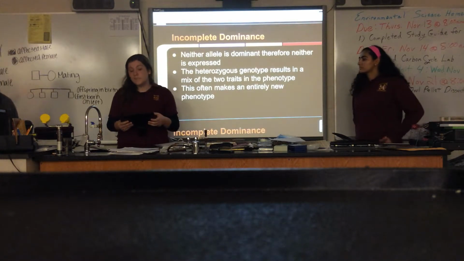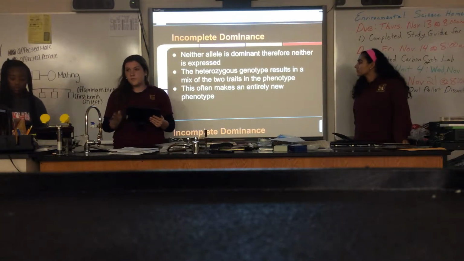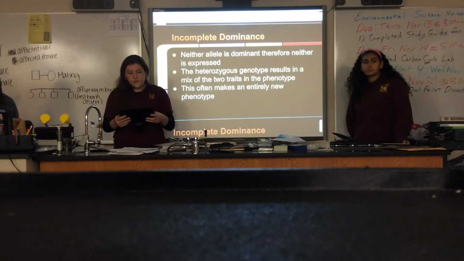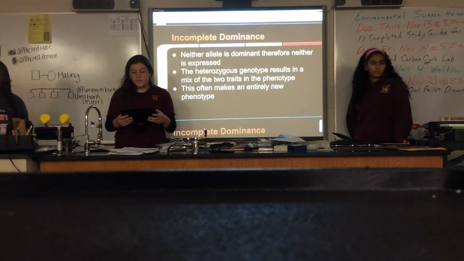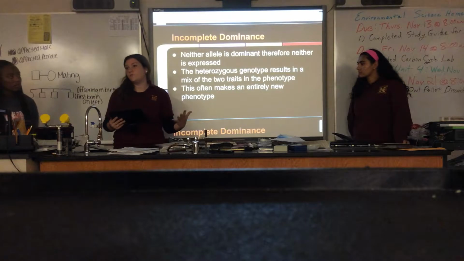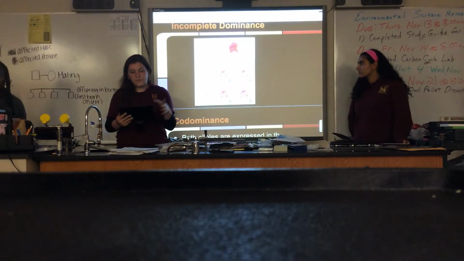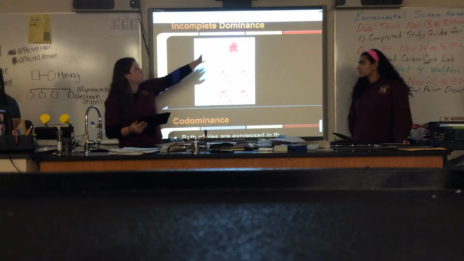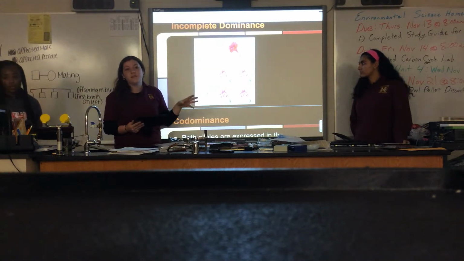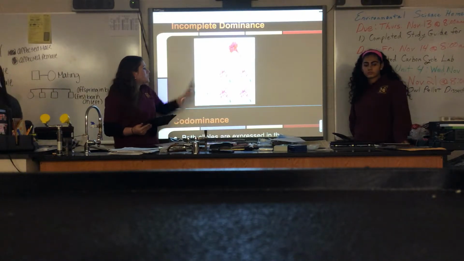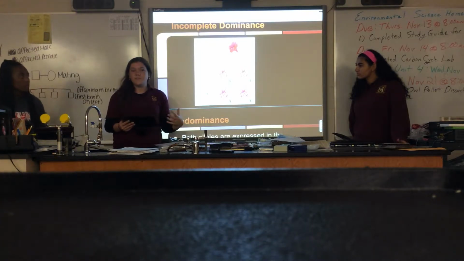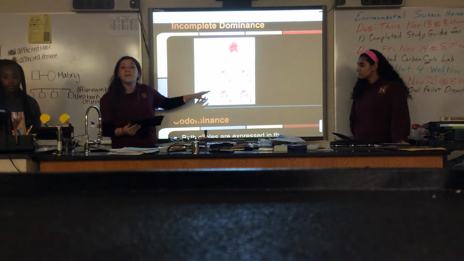The next form is incomplete dominance. Incomplete dominance is different because neither allele is dominant, and therefore neither one is fully expressed. So this means that the heterozygous genotype results in a mix of the 2 traits in the phenotype. This often can create an entirely new phenotype. For example, if we have a homozygous red flower and a homozygous white flower, neither one of these traits is completely dominant, and that's why it's called incomplete dominance. When they mix into the heterozygous form, you get a mixing of the 2 phenotypes, and that results in a new phenotype of a pink flower.